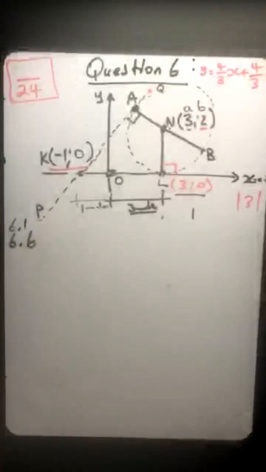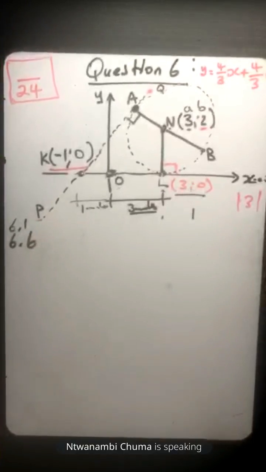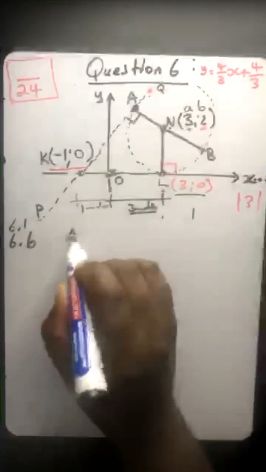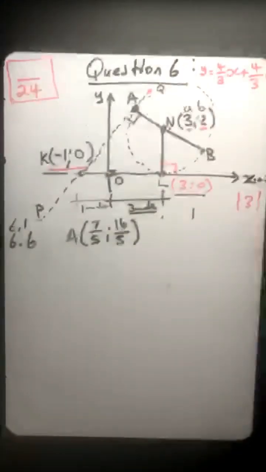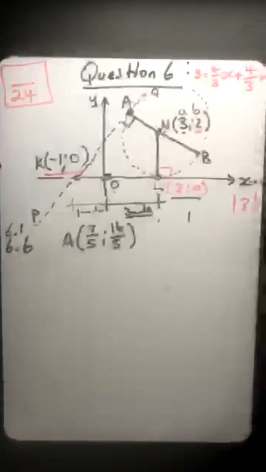But do you understand up to this point? Yes, sir. You notice your mistakes, right? Yes, sir. Okay. Let's see. Show that the coordinates of A are 7/5 and 16/5.